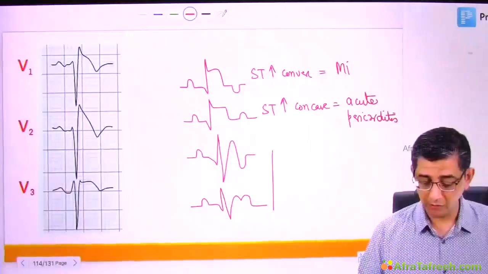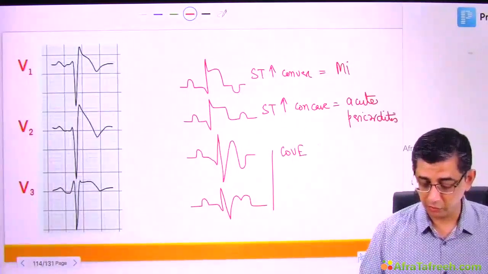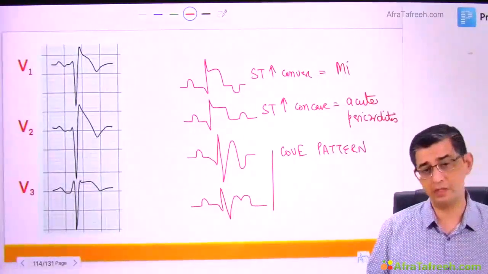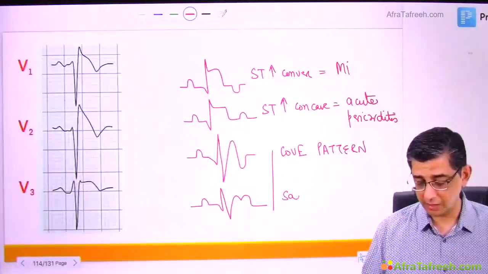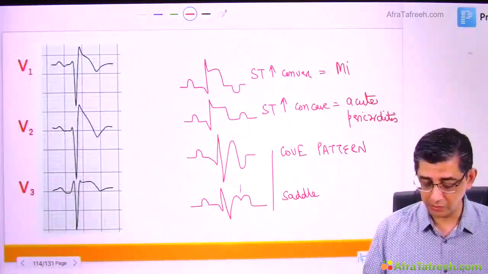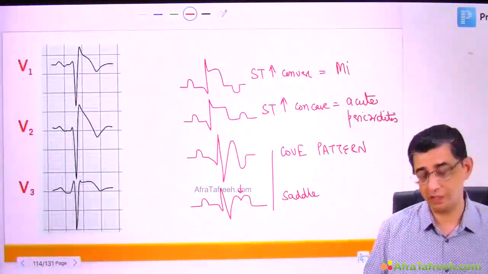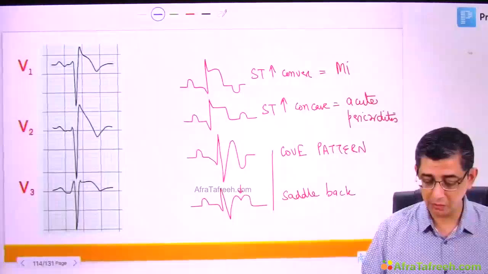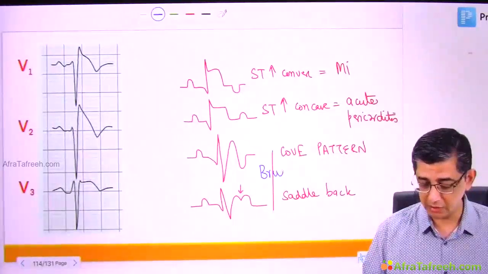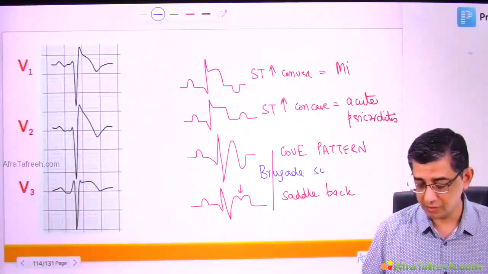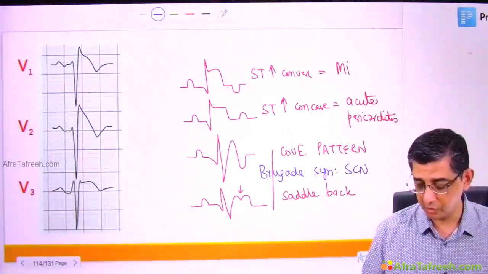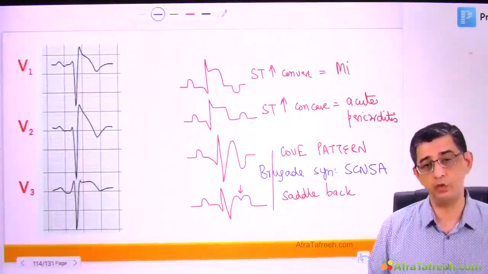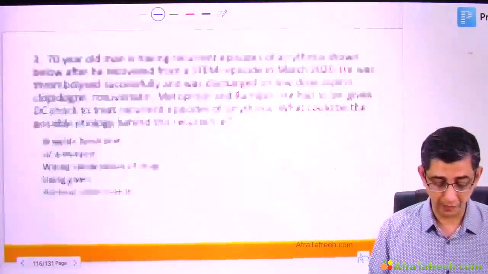The inferior two that I've highlighted: the first one is called a cove pattern, COVE. This is also called the Brugada pattern. And the second one is called saddleback. You can notice the notch in between, when the T wave is starting. Both of these are seen with a sodium channel defect in the heart that can cause sudden cardiac death. This has been discussed: SCN5A defect, Brugada syndrome. And these are the various types of ST elevation that you should be familiar with.